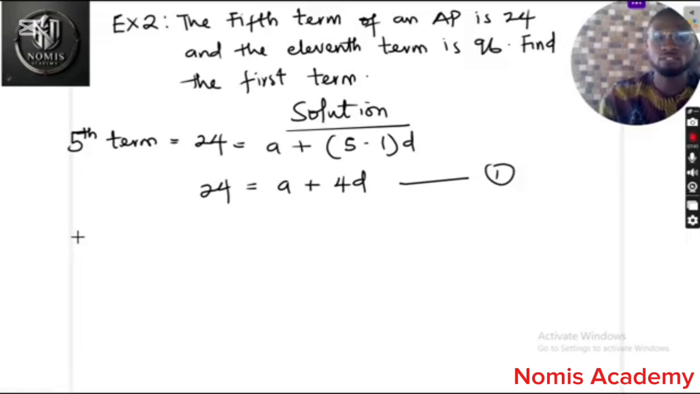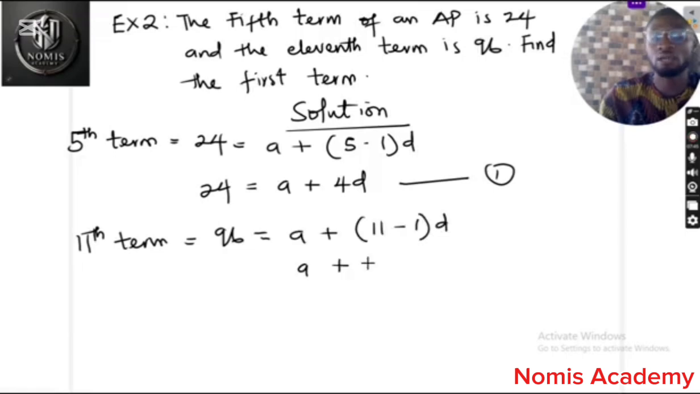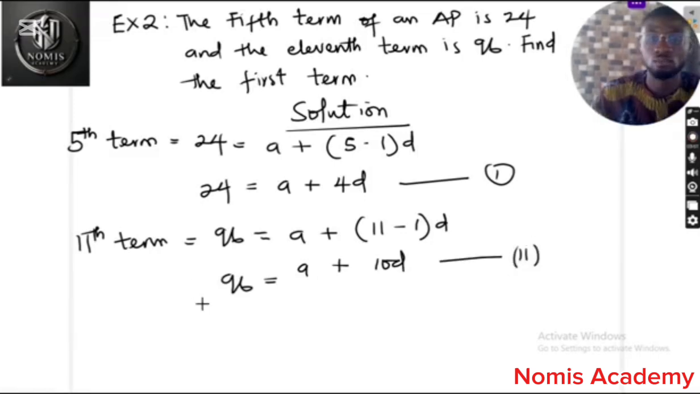And the 11th term, the question says, is equal to 96. And for I know that this 11th term should be a plus open bracket 11 minus 1 close bracket, the common difference. So a plus 11 minus 1 is 10 multiplied by d, then I have 10d. So that tells that 96 is equal to a plus 10d. Let's take that as equation 2. So what can we do now?